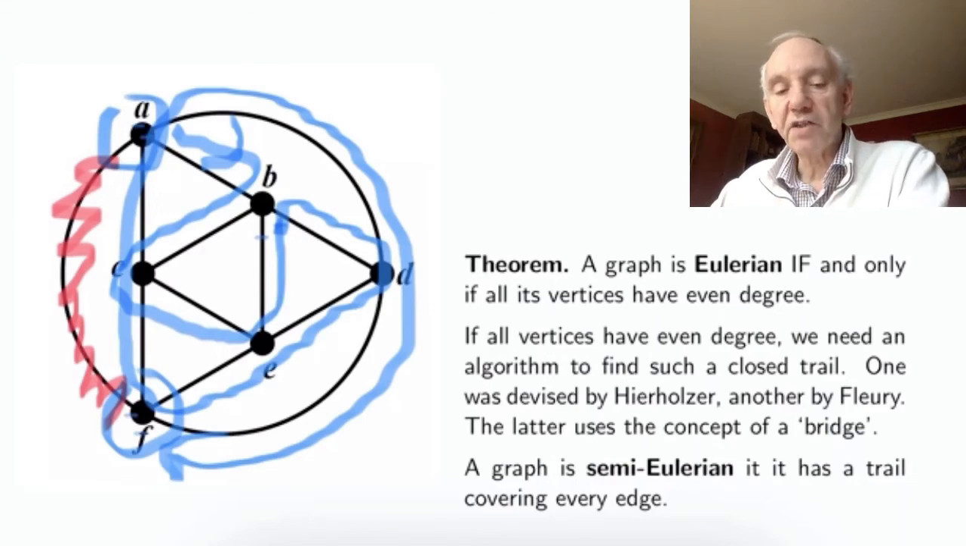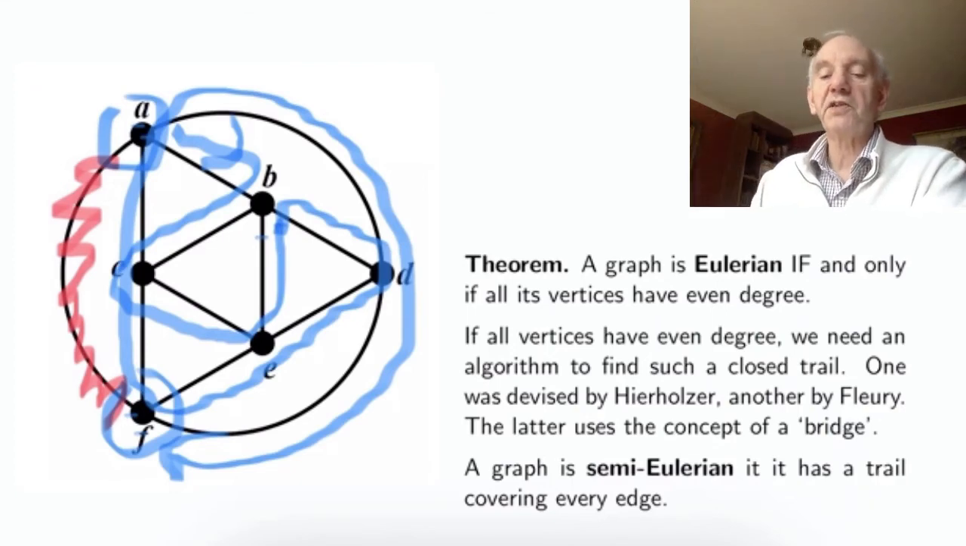You can never have one vertex of odd degree, because the sum of the degrees of the vertices has to be an even number, because it's twice the number of edges.